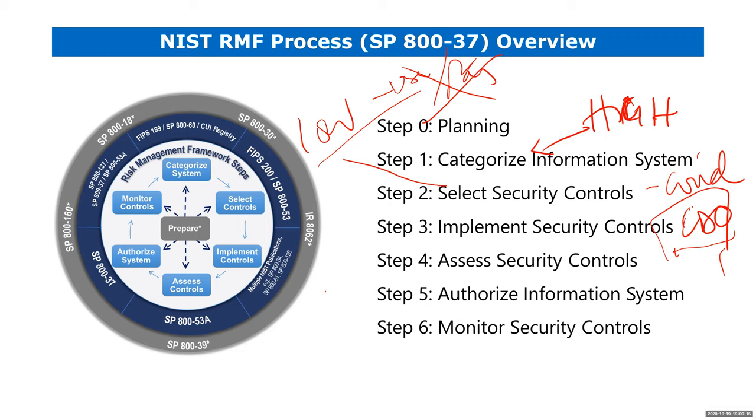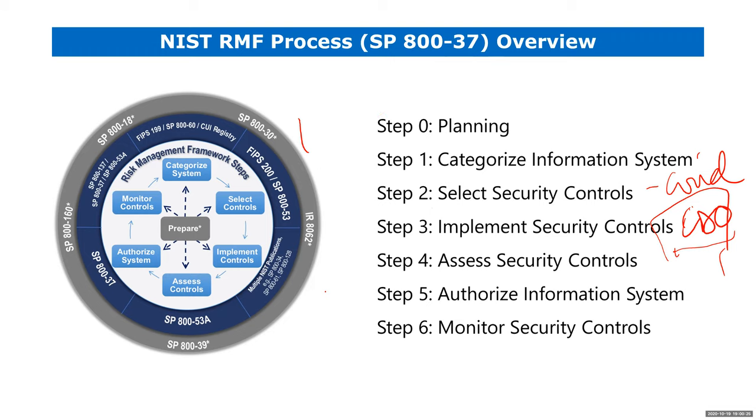Can I ask you a question, Dr. Pasiri, again? If we have a high system, could we use some low or medium controls also, or do we have to use all high? So, good question. I can tell you this. That is where tailoring comes into the picture.